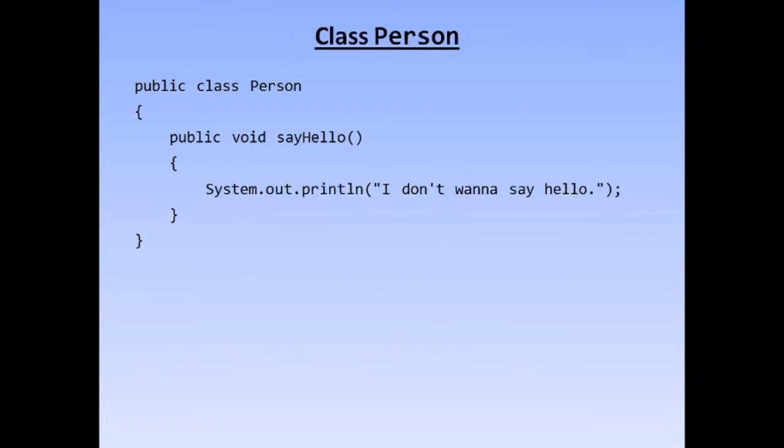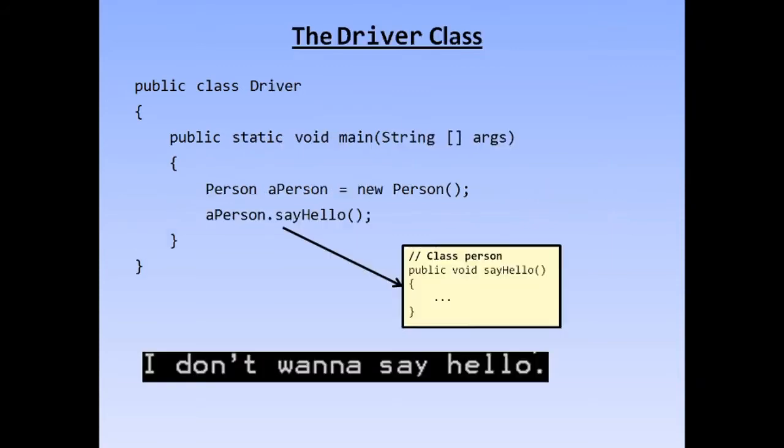Okay, this is the person class. It has a function say hello, which is just printing "I don't wanna say hello." As you can see in the previous slide, the output is "I don't wanna say hello."